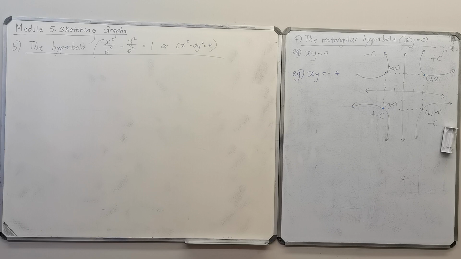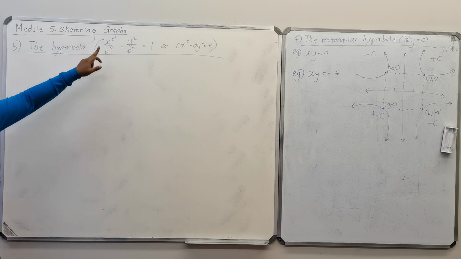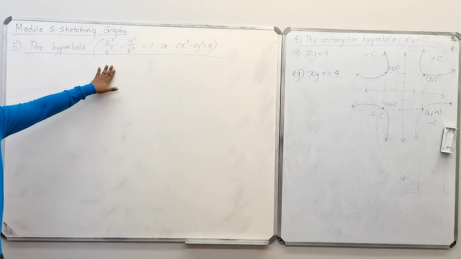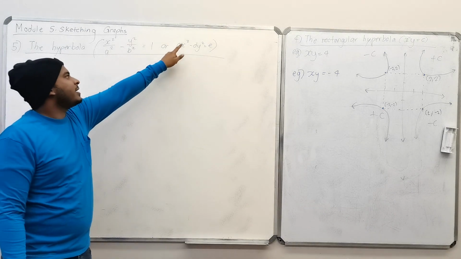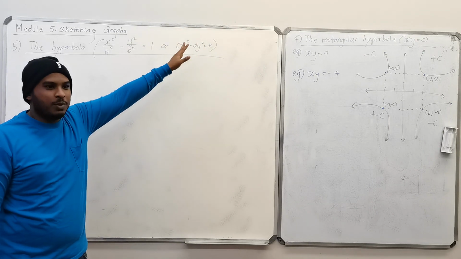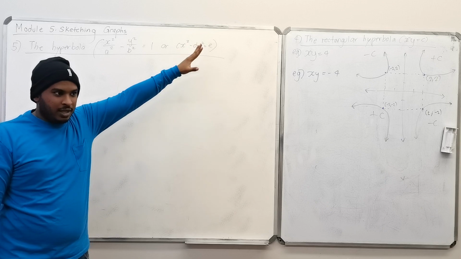This one is the hyperbola, different to the rectangular hyperbola because of this formula here. This formula is basically x squared over a squared minus y squared over b squared is equal to 1. It's your intercept formula. The general formula is cx squared minus dy squared is equal to e. You could even have said ax squared minus by squared is equal to c.